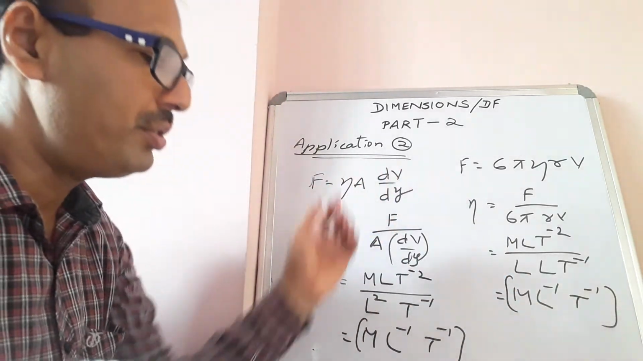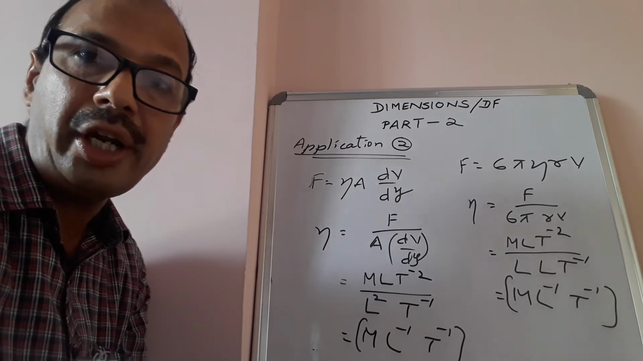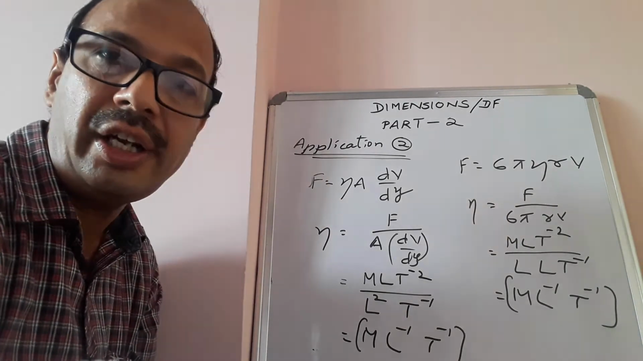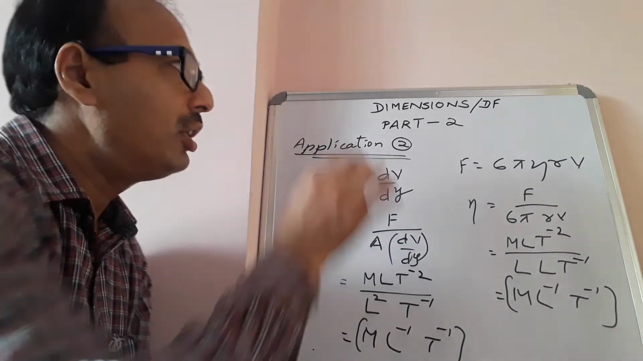So the dimensions of physical constants also can be obtained by using this dimensional analysis. This I explained in application 2 and part 2 of this topic.